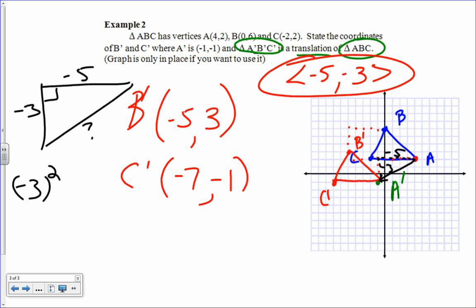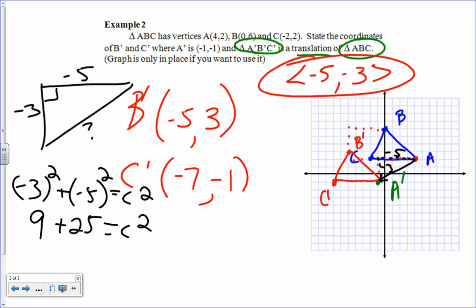Now you have to be very careful with your calculator, because some of you type in negative 3 squared and it tells you negative 9. That's because you don't put negative 3 in parentheses. If you don't put negative 3 in parentheses, it squares the 3 and slaps a negative on it. It knows order of operations, unfortunately. Negative 3 squared is, I hope you know that's 9. Negative 5 squared, I really hope you know that's 25.